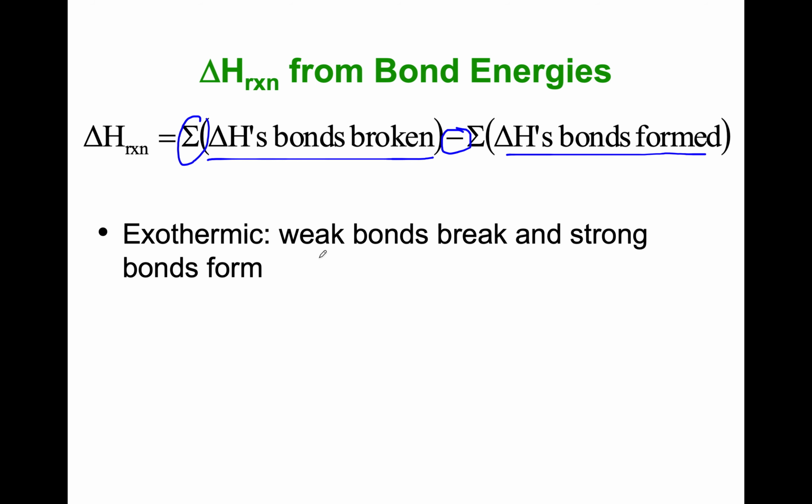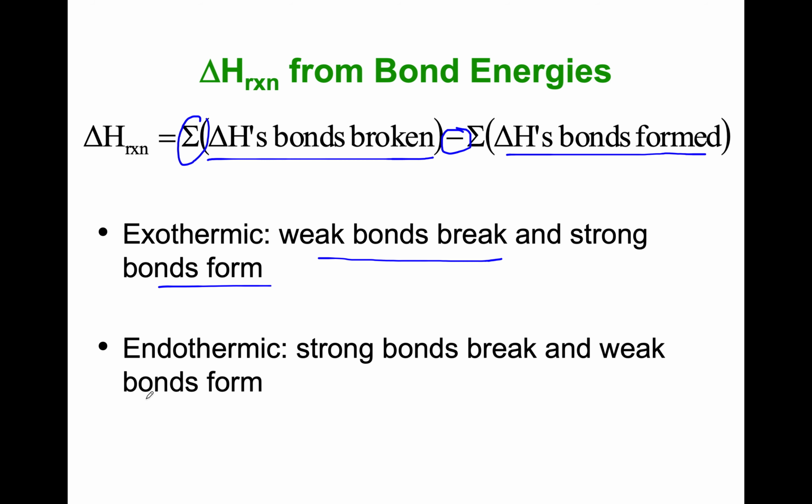Exothermic, we already looked at this. Weak bonds break, strong bonds form. And endothermic, that's the weak bonds forming, strong bonds are breaking, so it takes a lot more energy overall than it makes it endothermic.